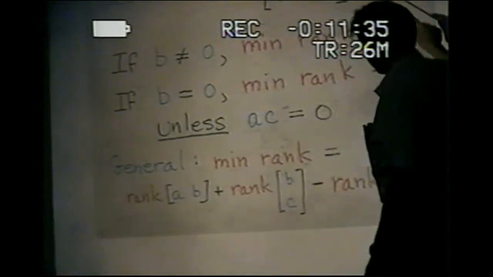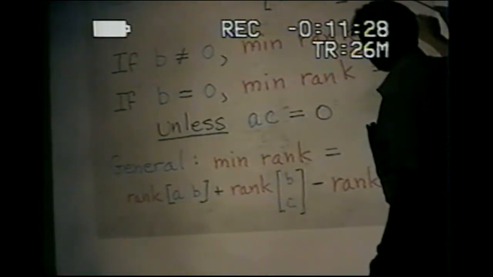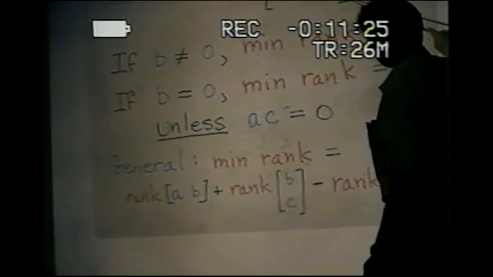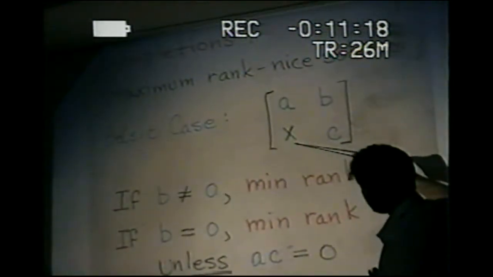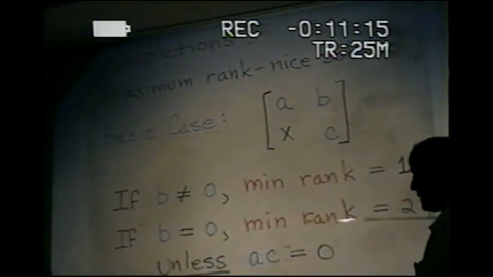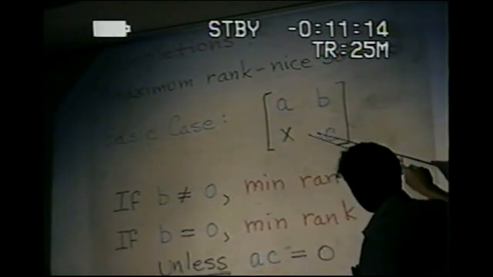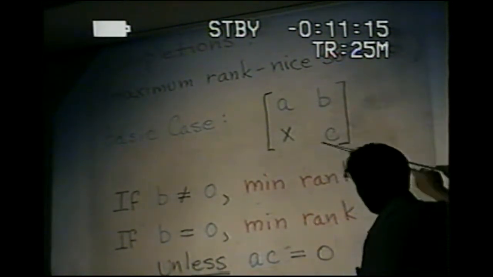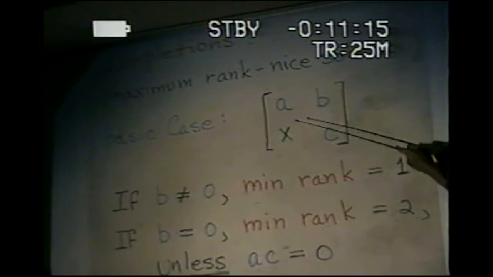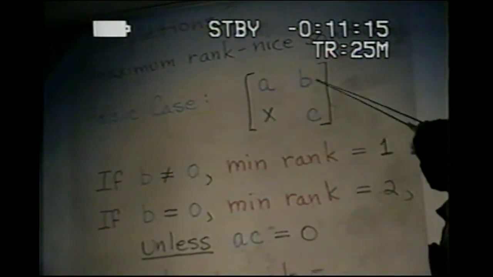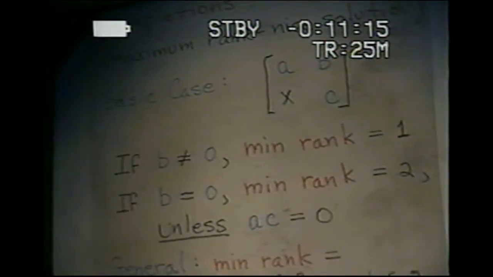Now, if B is 0, on the other hand, what can happen? Well, either A times C is non-zero, in which case the determinant of this will be non-zero no matter what I choose for x, and in which case the minimum rank will be 2. Or if A times C is 0, then no matter what I do for x, I'll get determinant 0, and the minimum rank will be either 1 or 0, depending on whether all these entries are 0 or whether one of them is non-zero. Okay? So it's easy to analyze.